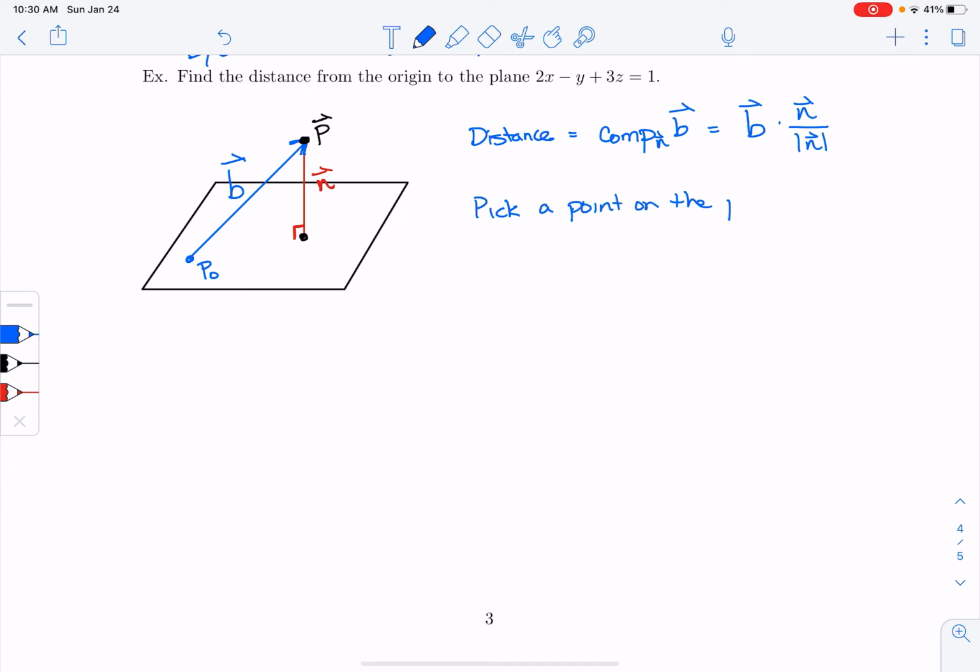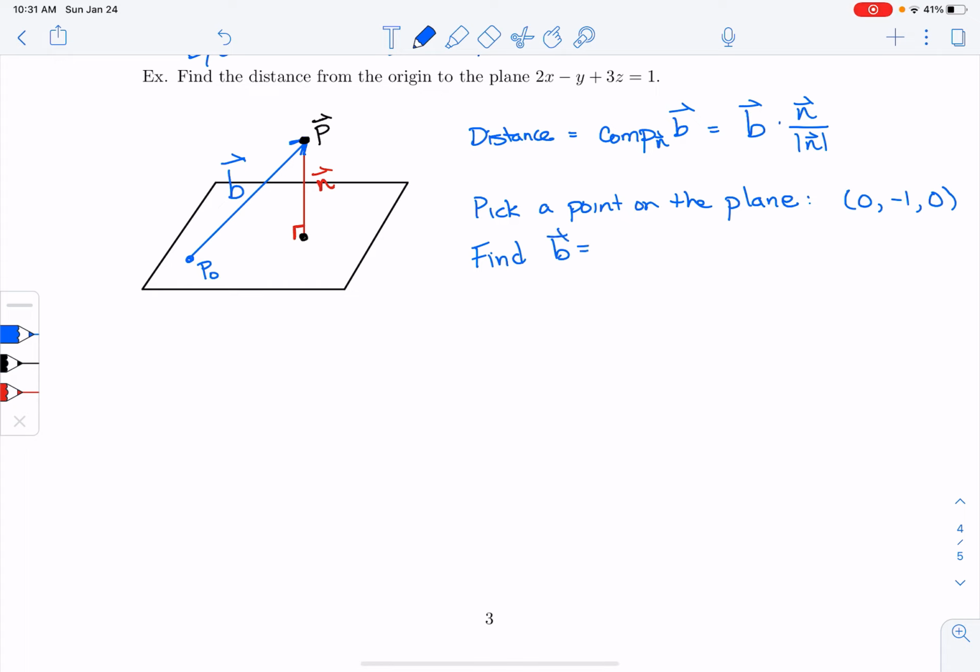It can be any point that's on the plane. So just to make things easier, I'm going to let x and z both be 0. That way I know y has to be -1. And that point is now on the plane. You can substitute that point into the equation and see it's on the plane. And then I need to find the vector B.